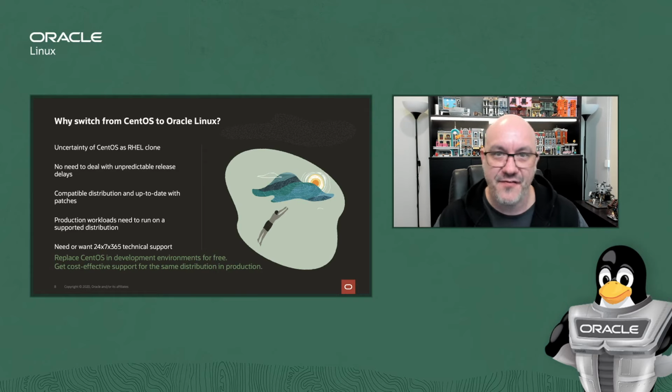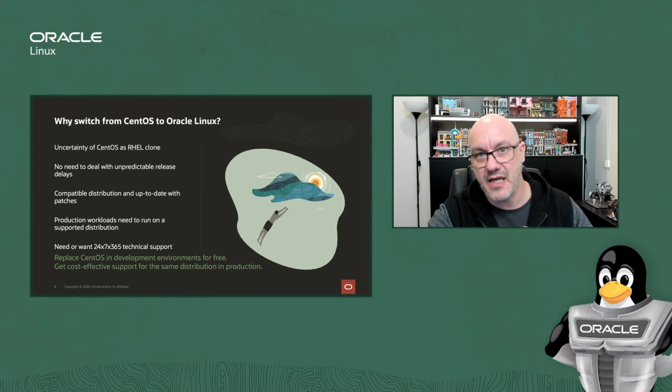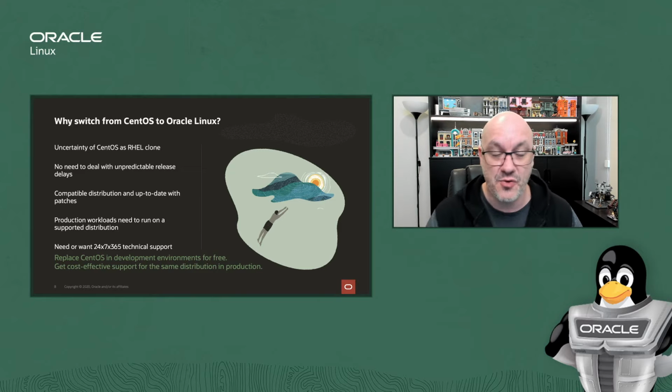The other benefit about switching to Oracle Linux and replacing CentOS with Oracle Linux is that you can use it anywhere, everywhere, and only pay for the support that you want. So there's no all or nothing requirement here. You can have Oracle Linux in all your developer workstations, all your development servers, QA, dev, test, anywhere you like, and then just choose which servers you want to support.